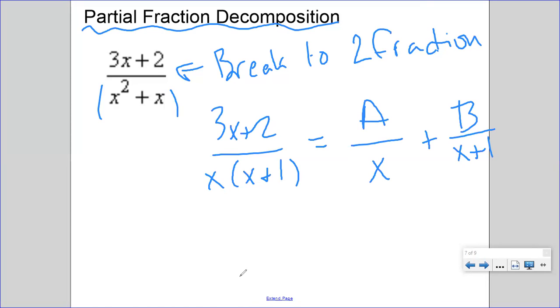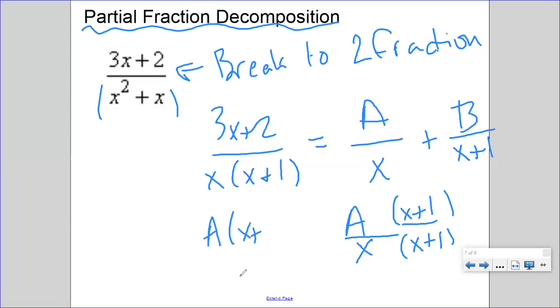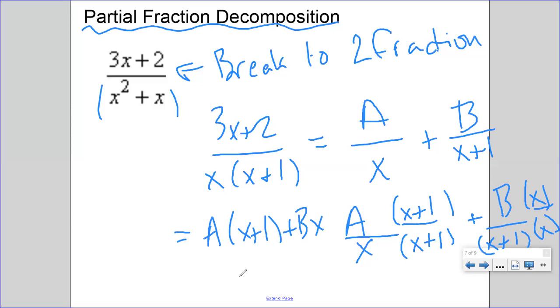So what that means is we have to figure out how that's going to work. Well, this would be a over x times x plus 1 over x plus 1. So that's a times x plus 1, plus b over x plus 1 times x over x, right? I'm trying to get that common denominator. So plus b x has to equal 3x plus 2. Take a second and see if you're okay with that.